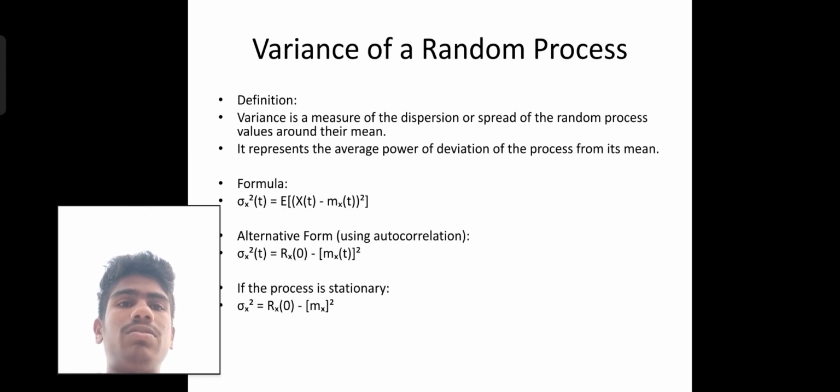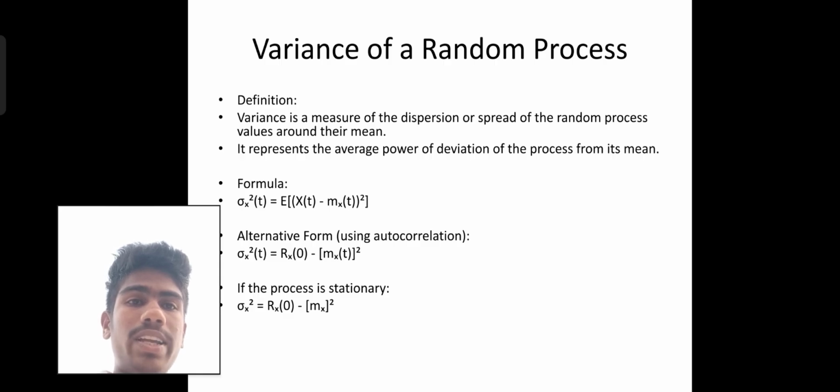Variance of a random process. Variance is a measure of the dispersion or spread of the random process values around the mean. It represents the average power of the deviation of the process from its mean. Its formula is sigma X squared of t equal to the expected value of X of t minus mX of t, whole squared. The alternate form, using autocorrelation, is sigma X squared of t equal to RX of 0 minus mX of t whole squared. If the process is stationary, sigma X squared is equal to RX of 0 minus mX whole squared.